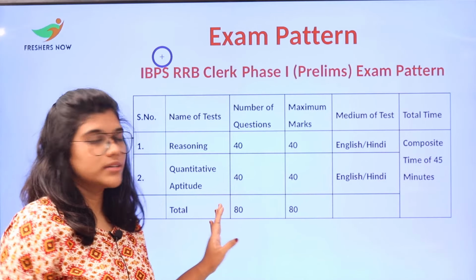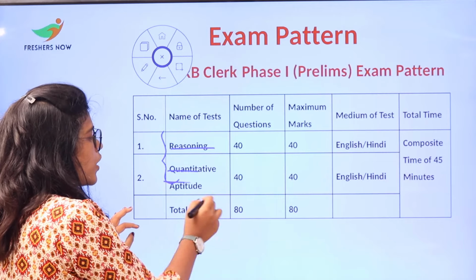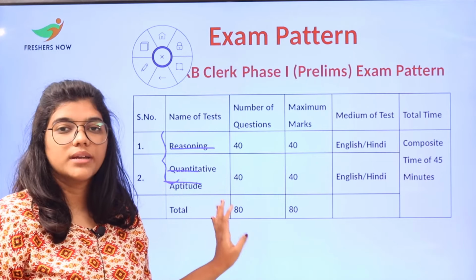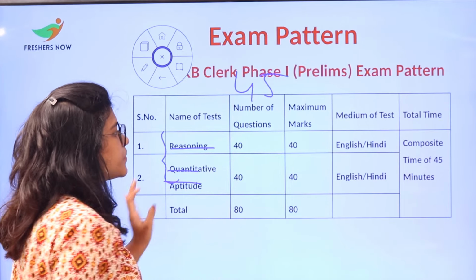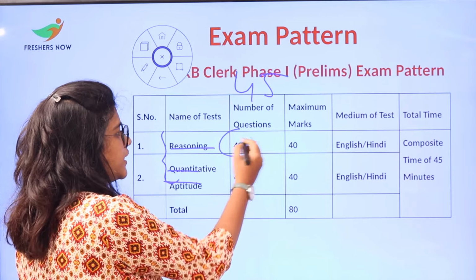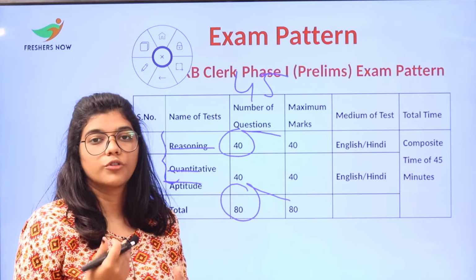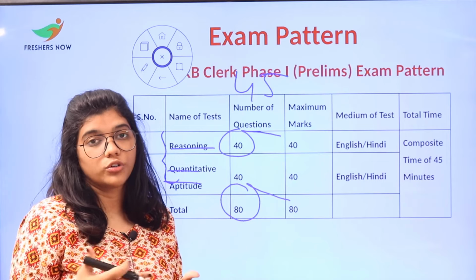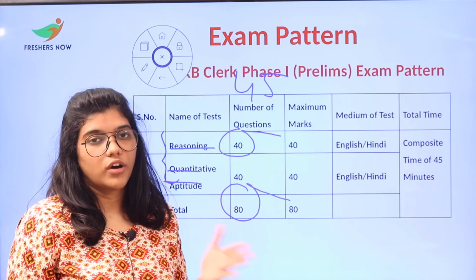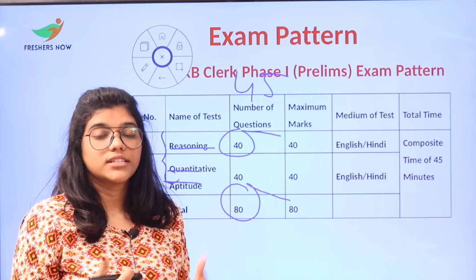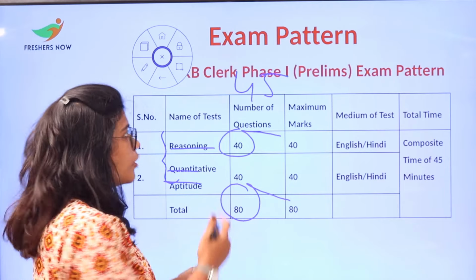Examination pattern for prelims. You will have two sections to answer, which are the reasoning section and the quantitative aptitude section. For the prelims examination, the time given is 45 minutes. The number of questions is 40 in each, total 80 on 80. Please remember that the mode of examination is bilingual, which means you can take it in English as well as in Hindi. This will depend on the type of examination which you choose in the application form.